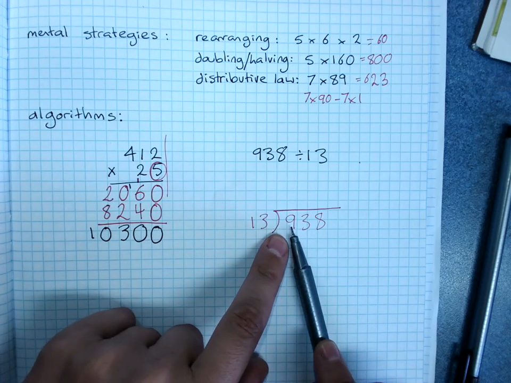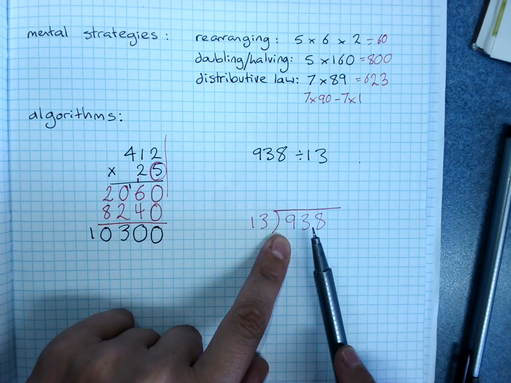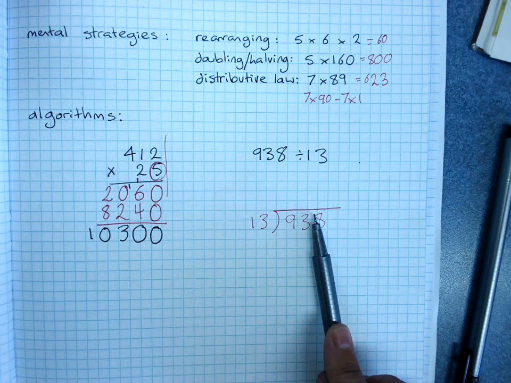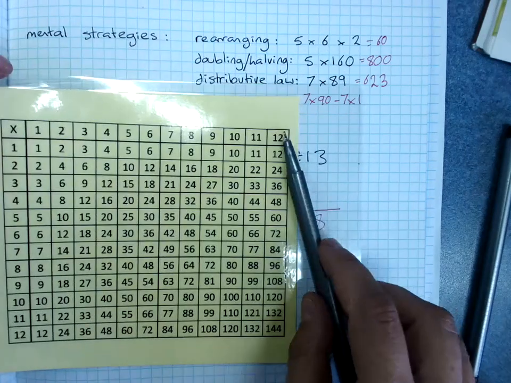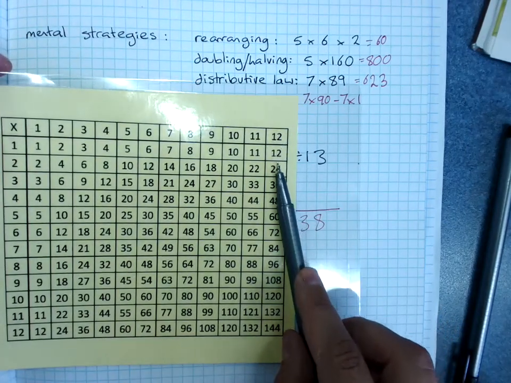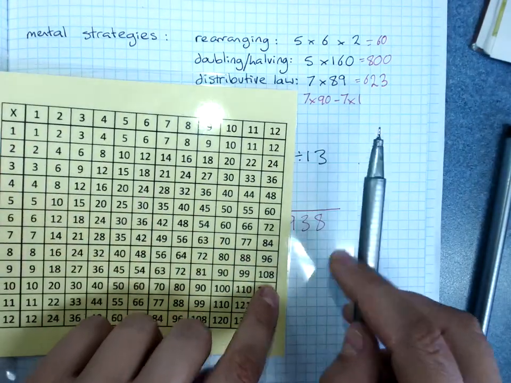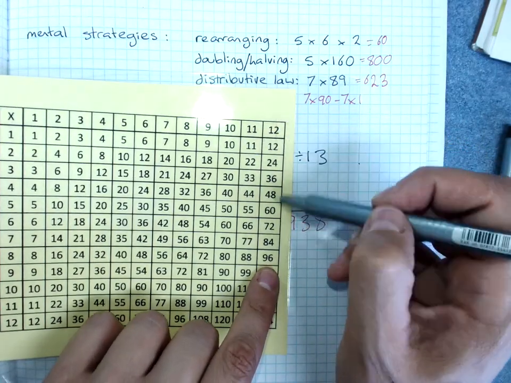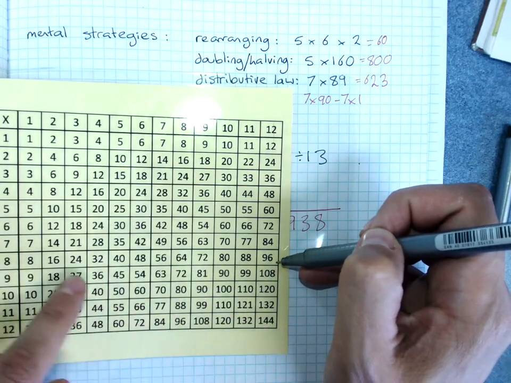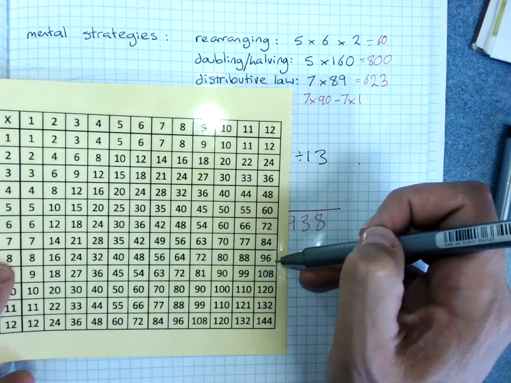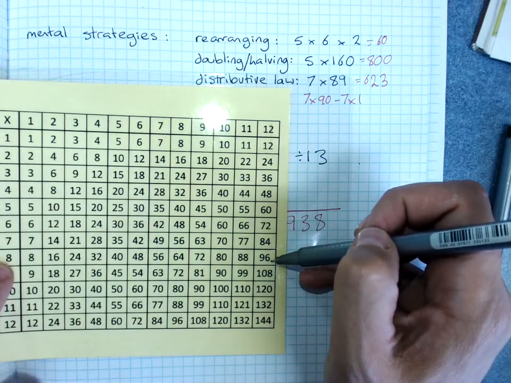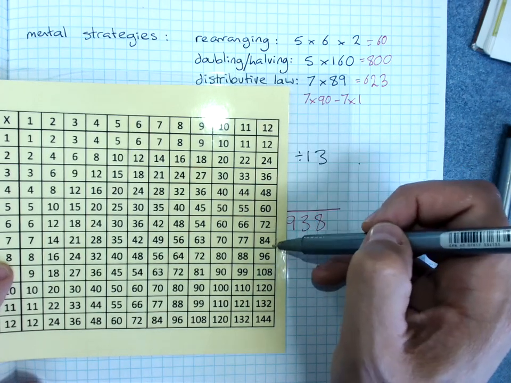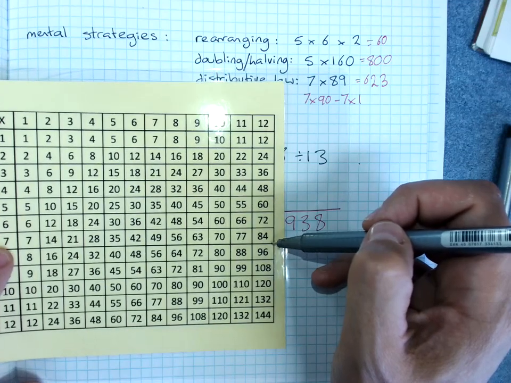13 into 9 doesn't go. So we'll look at 93. 13 into 93. Now you can use this for a bit of help. Even though it doesn't go up to 13, you can have a look. If we had 12, 12 would go into 96 8 times. So chances are, because 13's bigger, a little bit less than that. So you might try the 7.